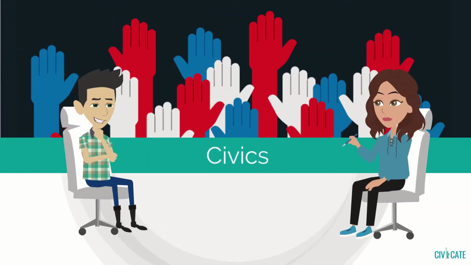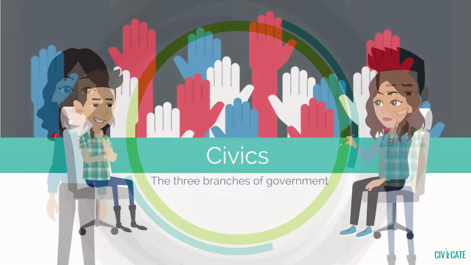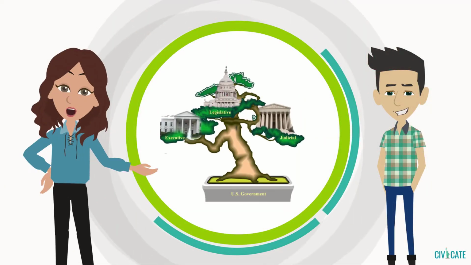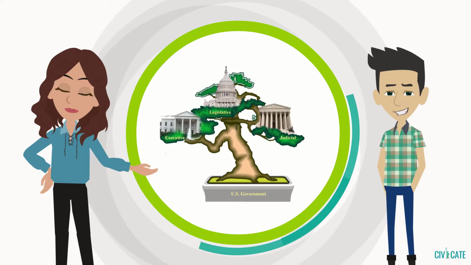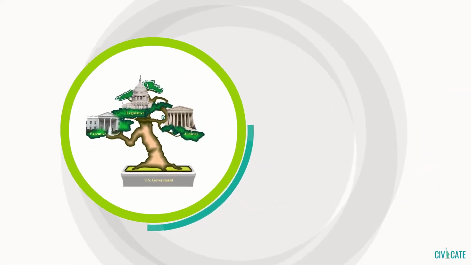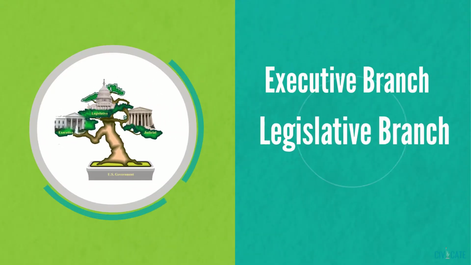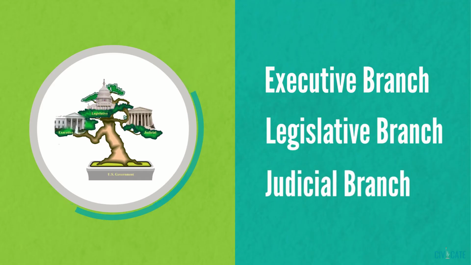Let's talk about one of the most important topics in civics, the three branches of government. The three branches are the three groups that share and divide power over the United States. The three branches are the executive branch, the legislative branch, and the judicial branch.